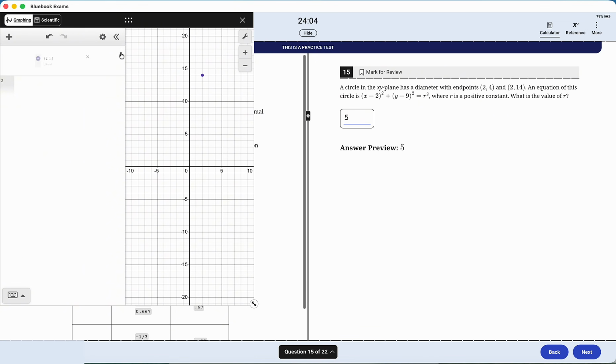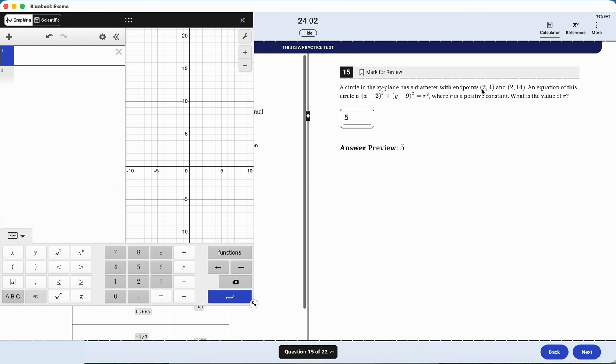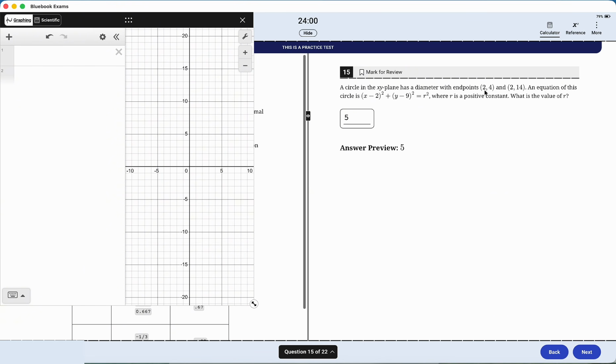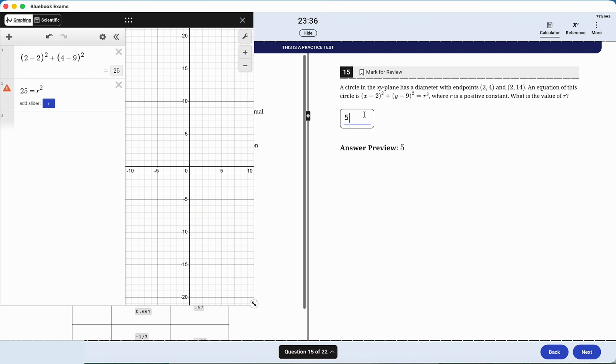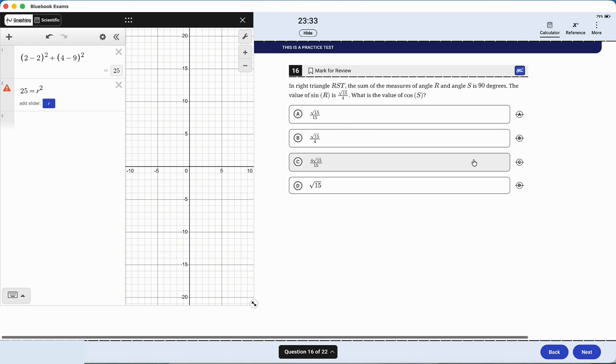Here's a cool thing you also want to know, because it could be useful in other problems. If they give you points, what you want to remember with a point is literally just an x and a y. So even if you didn't make that connection that I showed you, literally just plug in either of these points for x and y. So if I plug in (2 minus 2) squared plus (4 minus 9) squared, this is going to equal r squared. So what was this value? It was 25. So we have 25 equals r squared, so r is obviously 5. So that's another way you could do that.